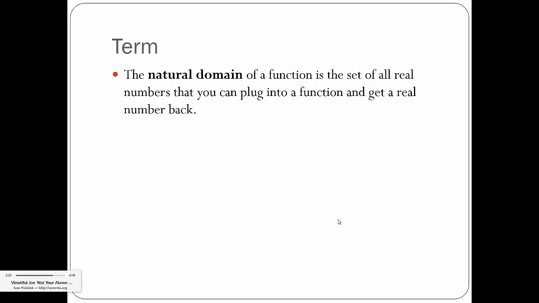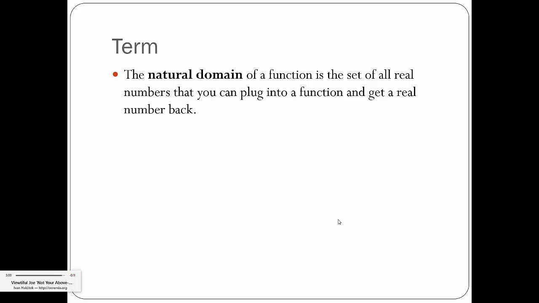You might ask, well, normally they give it to me, so how would I find it? That's where natural domain comes in. The natural domain of a function is the set of all real numbers you can plug into a function and get a real number back. You may notice this is basically the same definition we used for the domain of an expression back in section R2. And yeah, it is basically the same thing. And the natural domain is really the set of all possible inputs.